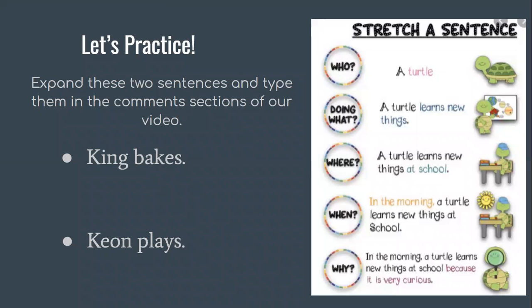Let's go ahead and practice. If you want to, you can go ahead and get a pencil and paper out, and you are going to expand these two sentences and type them in the comment section of our video. So if you want to practice and put them on your paper and then go ahead and type them up in the comments. We would love it. So the first sentence is King bakes. The second sentence is Keon plays. Let's think about how we can make those sentences more interesting.